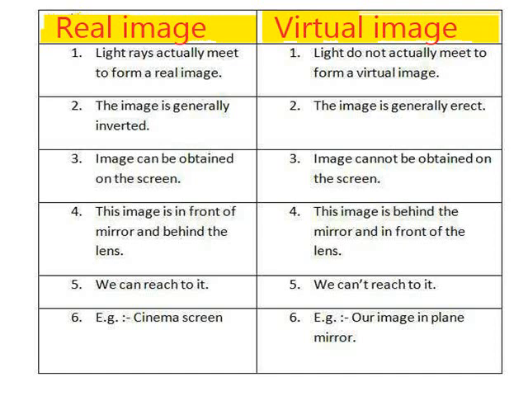Okay, then the fifth point, we can reach it. That means the real images can be reached and virtual images cannot be reached. An example: cinema screen and the plane mirror. So this difference between the real image and the virtual image is very important. So try to understand all this by listening repeatedly till you understand.